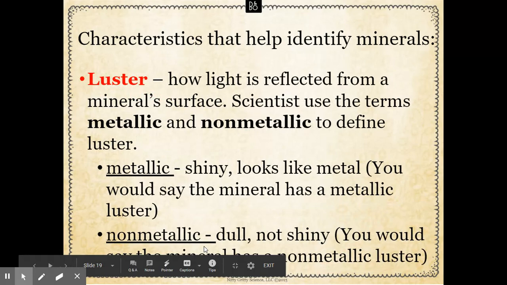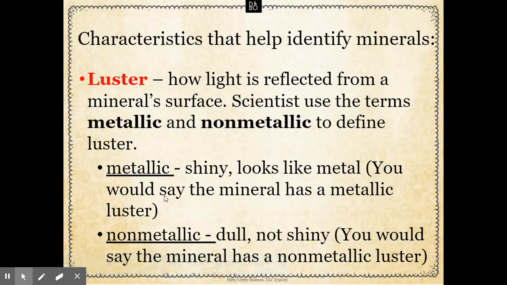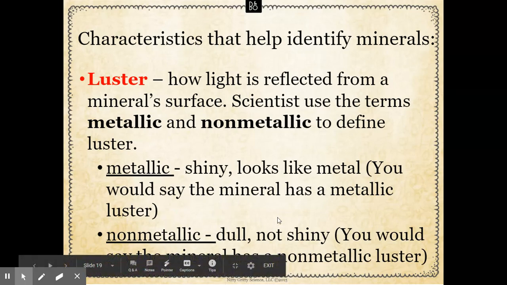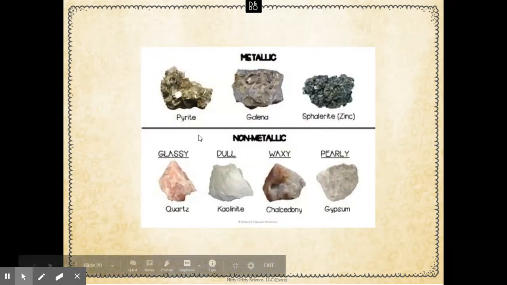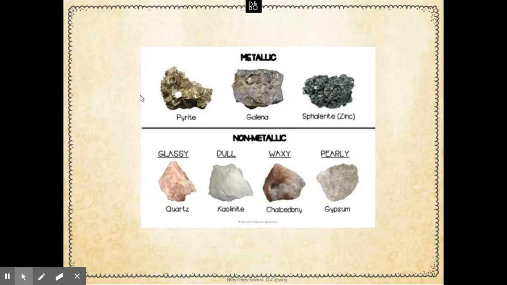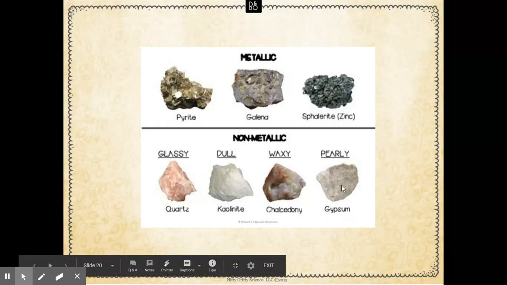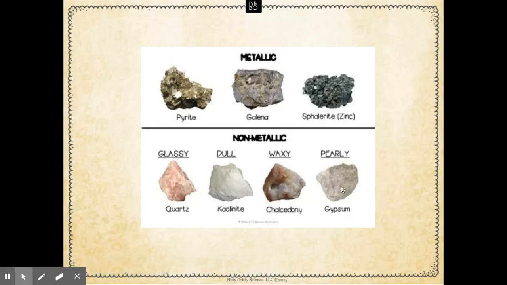Then there's luster. So really, we just want to see how light is reflected from the mineral surface. And we use the words metallic and non-metallic. This is very shiny. It looks like a metal. So we would say that this mineral has a metallic luster, or non-metallic. It's not shiny. This is more your glass looking type of minerals. So for example, pyrite, the fool's gold, that's going to be metallic. Galena, we have these two in class we can look at, but galena's very, very shiny and it is metallic. But this gypsum and the quartz, those are more glassy and pearly. They are non-metallic. They do not have luster.